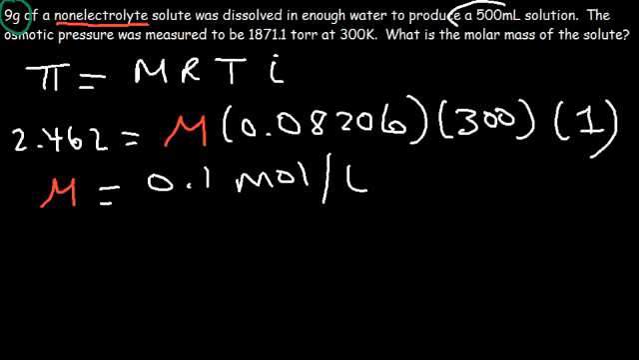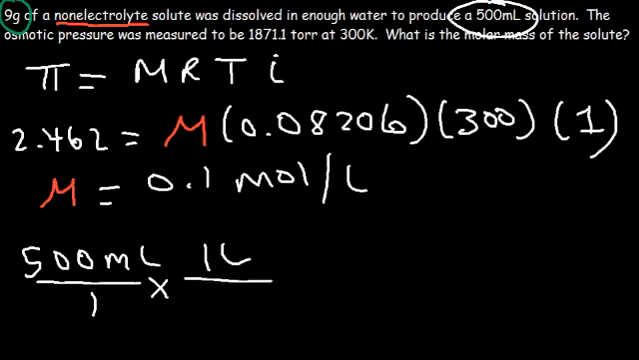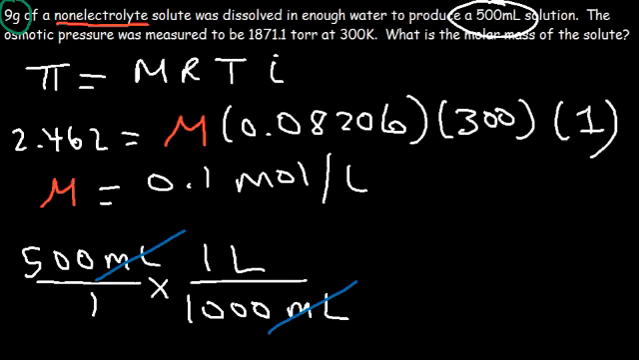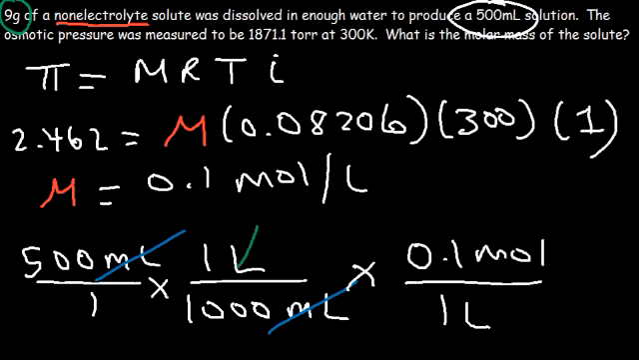And we have the volume of the solution. So using the volume and the molarity, we can calculate the moles. So we have 500 milliliters of solution. Let's convert that to liters. 1 liter is equal to 1,000 milliliters. And using the molarity, we can convert from liters to moles. So there's 0.1 moles of solute for every 1 liter of solution. So therefore, 500 milliliters of solution, which is 0.5 liters, should have half of 0.1, which is 0.05. 500 divided by 1,000 times 0.1 is equal to 0.05 moles of solute.